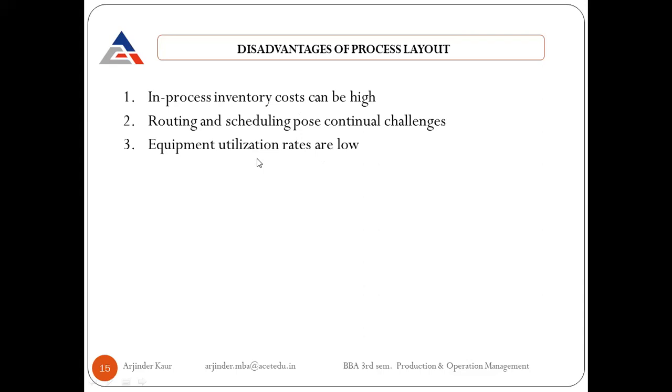Third, equipment utilization rates are low. A particular item cannot be passed to the next process until it has been processed in the first processing unit. Till that time, the next processing unit may have to remain idle. So we can say that the equipment utilization rates are quite low.